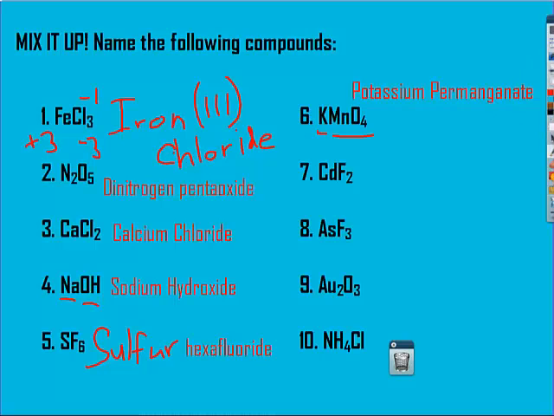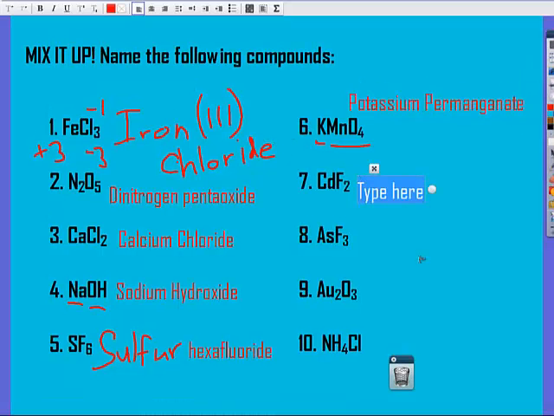So let's put it together. Cd would be cadmium. F would be fluoride. Still changing the ending of fluorine to fluoride. Next part.